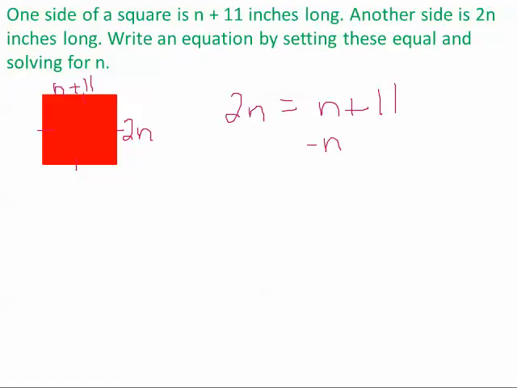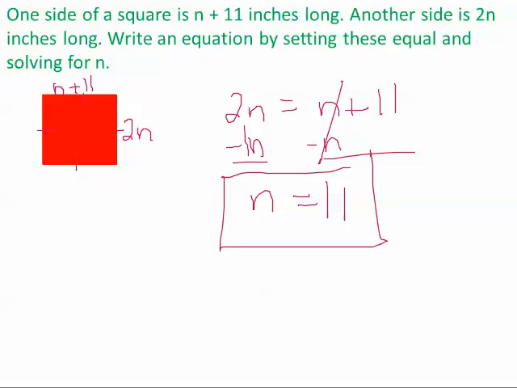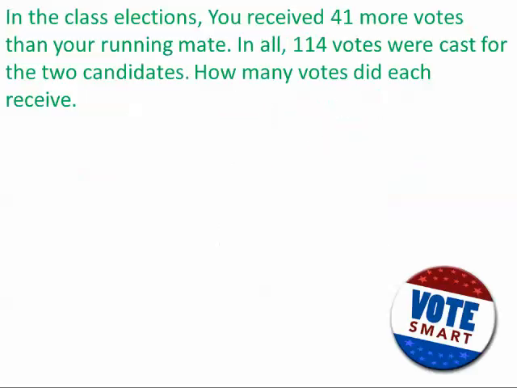So when I have variables on both sides, I'll subtract n. 2n minus 1n, remember that. It's not the n's going away, it's 2n minus 1n, and what's left is 1n. So I'm going to write that as n. 1n minus 1n goes to 0, n equals 11. Let's just play with it. Is 2 times 11, 22, and 11 plus 11 is 22. So that seems to work out just fine. n is 11. These expressions describe the sides of that square.